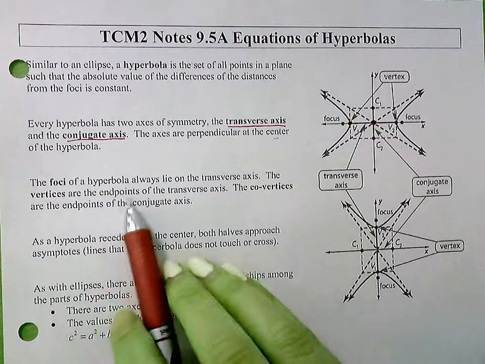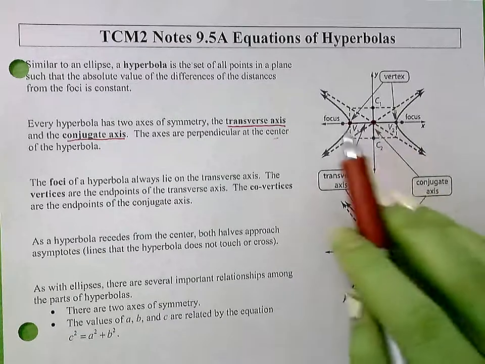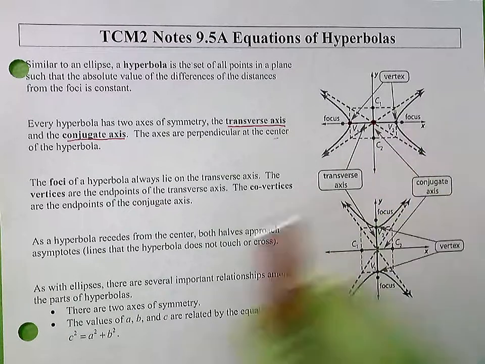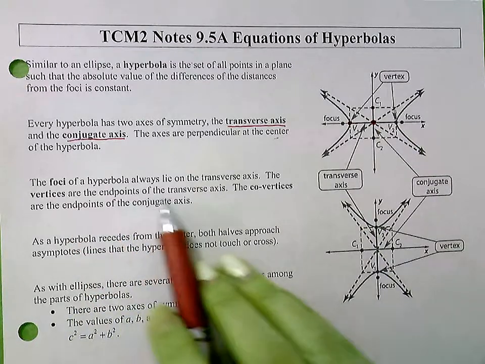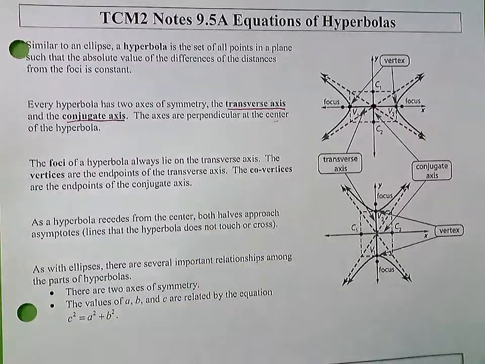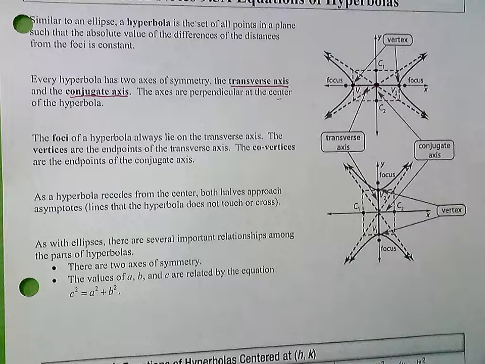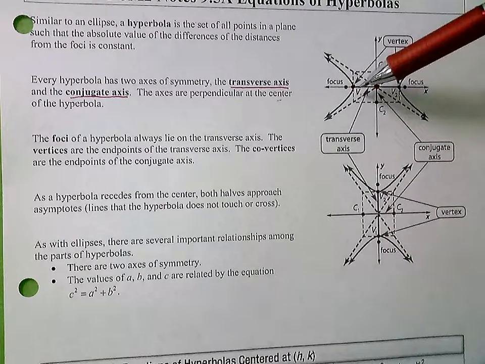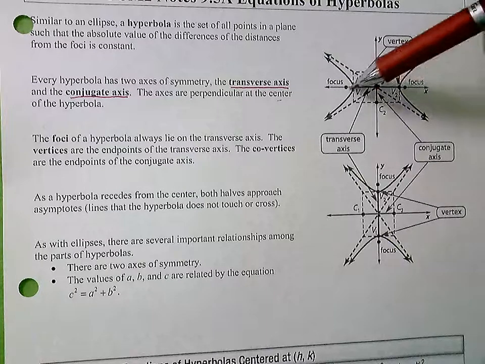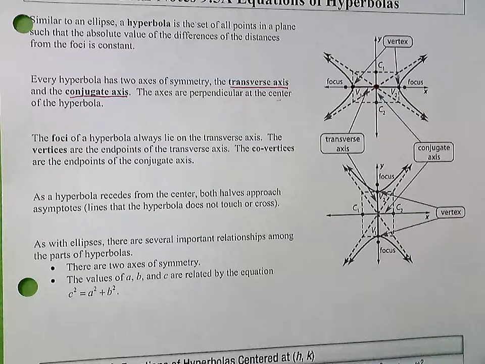The foci of a hyperbola always lie on the transverse axis. Okay, you have your two focus points here. The vertices are the endpoints of the transverse axis, and the co-vertices are the endpoints of the conjugate axis. Just like with ellipses, you have a horizontal and a vertical hyperbola. A horizontal one means your transverse axis is horizontal. Vertical, your transverse axis will be vertical.